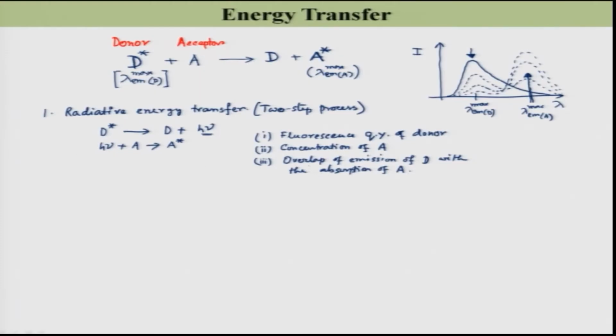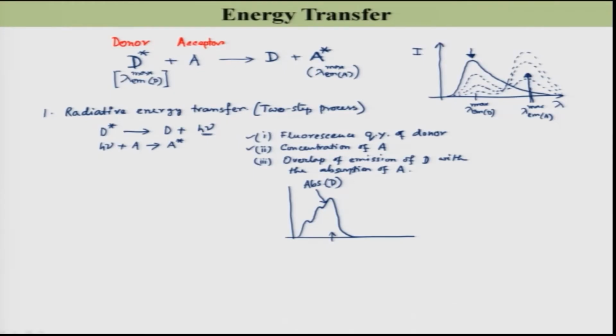Point number 1 and point number 2 are easy to understand, but let me elaborate on point number 3. For example, let us say this is the absorption spectrum. Let me draw it first. Let us say this is the absorption spectrum of the donor. So, I will just write here abs of donor. Suppose you are exciting at the maxima. So, here is your lambda excitation.